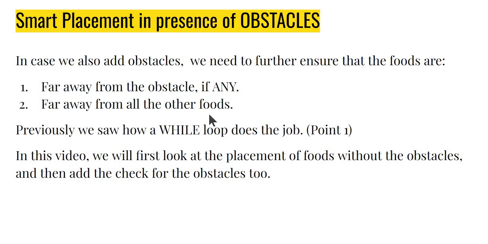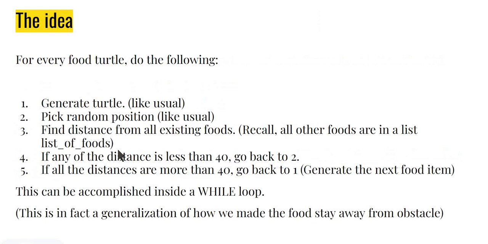Now the point to understand is that even if I do not do the obstacles, let's say as a bonus, I can still do this as a bonus because this is really a nice extension of the same idea. What we will do in this video is that first we'll look at the idea behind placing the foods away from each other, using a simple while loop, and then we will add the check for obstacles. So in fact, we'll go two first and then one. But like I said, the ideas are quite similar and you can incorporate them in different ways.